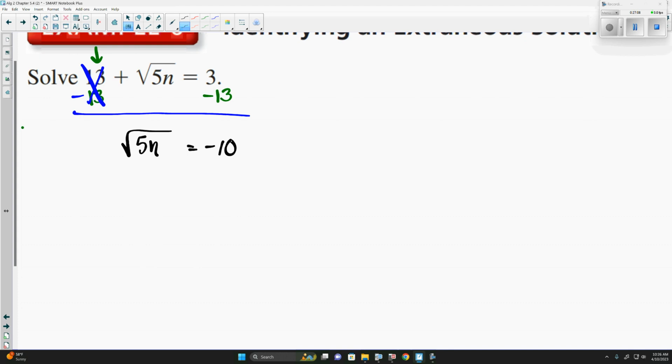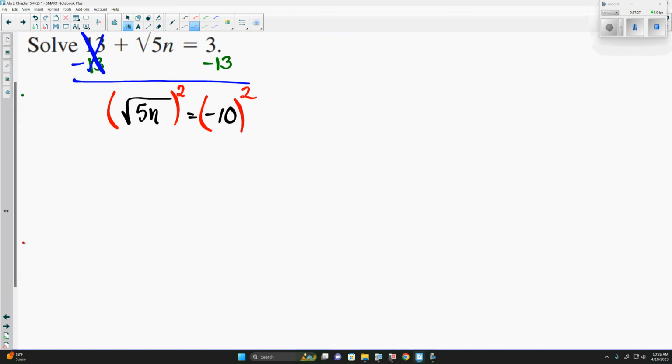Is the radical by itself? Yes, there's nothing being multiplied in front of the radical, and nothing added or subtracted to it. So it is by itself, which means we can put both sides to the second power. On the left-hand side, the radical and square will cancel, telling us 5n is equal to negative 10 squared, which is 100. Negative 10 times negative 10: a negative times a negative is a positive, and 10 times 10 is 100.